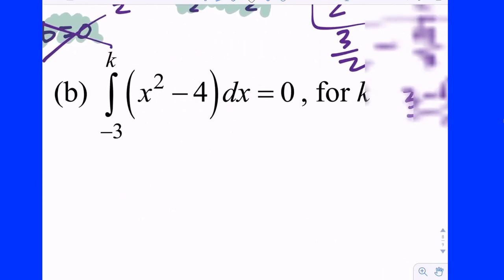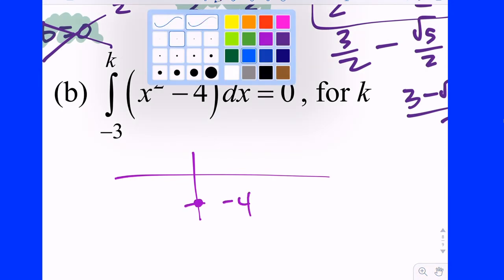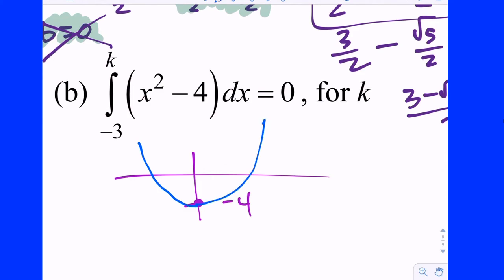Let's see if that'll help us over here. We're trying to solve for k now. The integral from negative 3 to k of x squared minus 4. Maybe we look before we leap now. We come down here to negative 4, and we sketch what the graph is doing. It looks like that. And the x-intercepts are at negative 2 and positive 2.